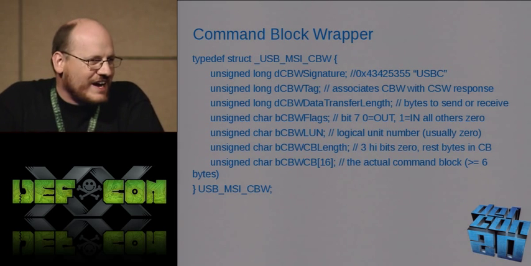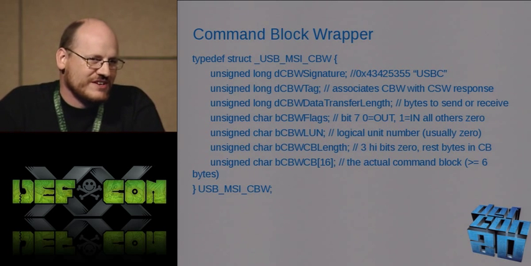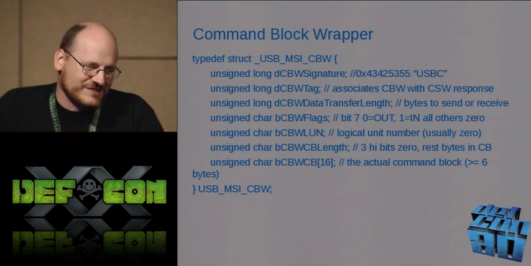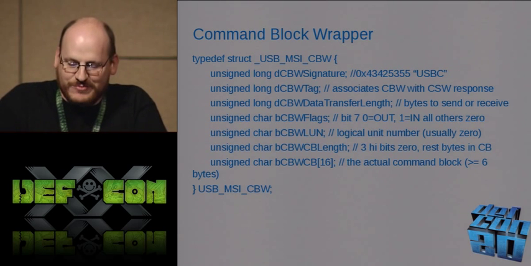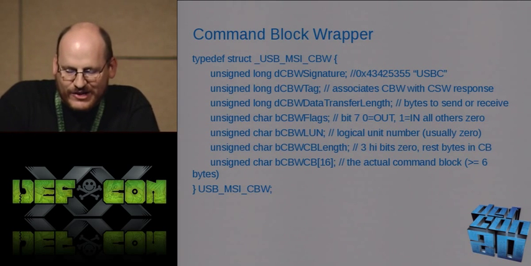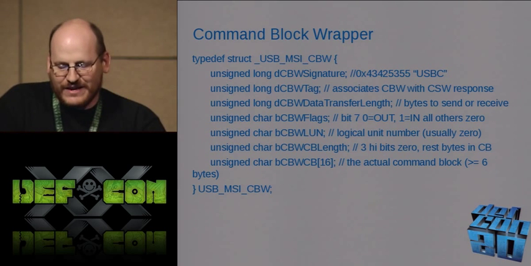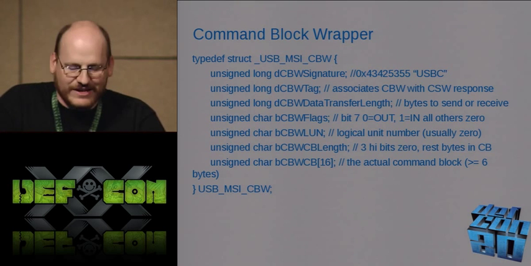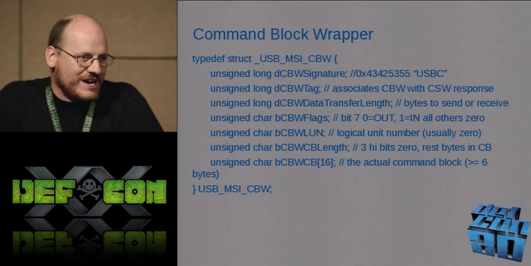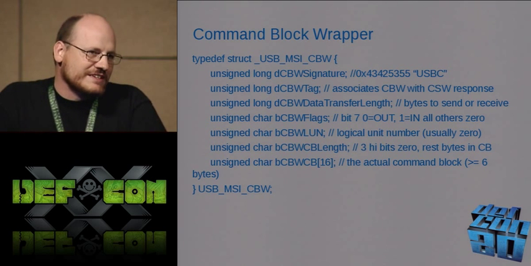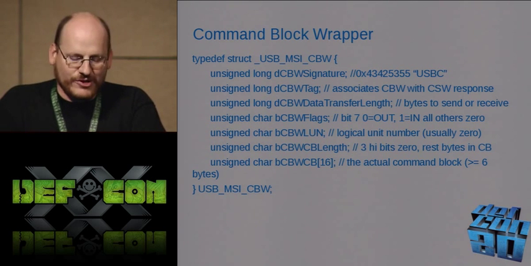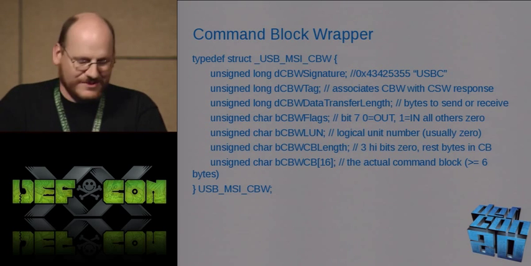And then there's a tag that associates the packet. It's like a sequence number for TCP/IP. And how long is it going to be? And some flags, et cetera. And then finally, a command block wrapper. You have 16 bytes in this wrapper, and real commands are going to use 6 to 16 of those.